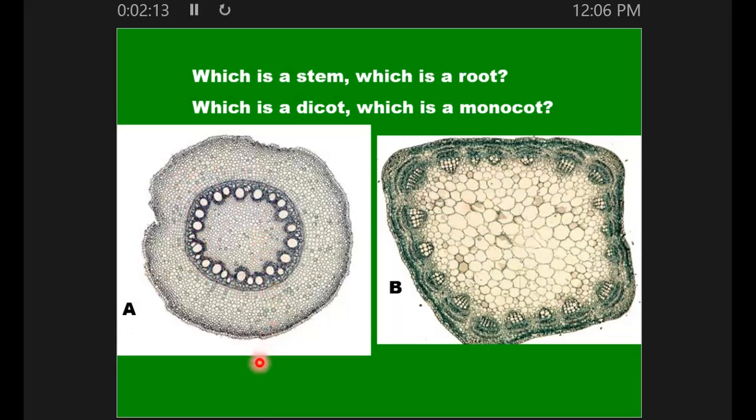Now we have to think about one of these representing a dicot and one representing a monocot. Which one is the monocot? Now we have to think about, again, the arrangement of the vascular tissue, the design of the vascular tissue. So monocot. Which one is a monocot? Figure A or figure B?